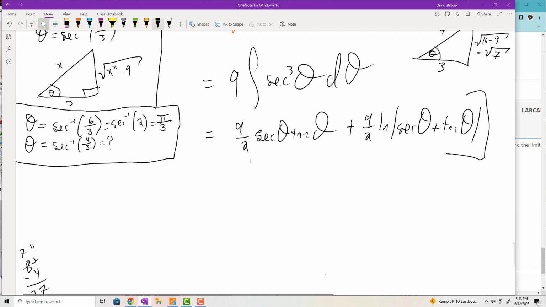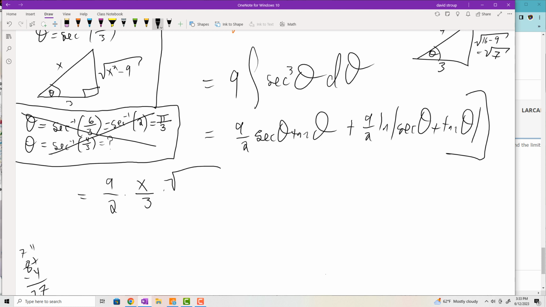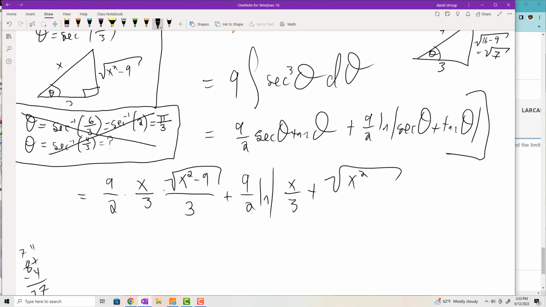Right, so in the other method, what you're doing is forget about this and just convert everything back in terms of x, right? So you get 9/2 using the triangle now. Secant is 1 over cosine, so you're going to get hypotenuse over adjacent times the opposite over adjacent, and then plus 9/2 of the ln of the sum of those two things, x over 3 plus the square root of x squared minus 9 over 3. And let's see. No, let's evaluate.